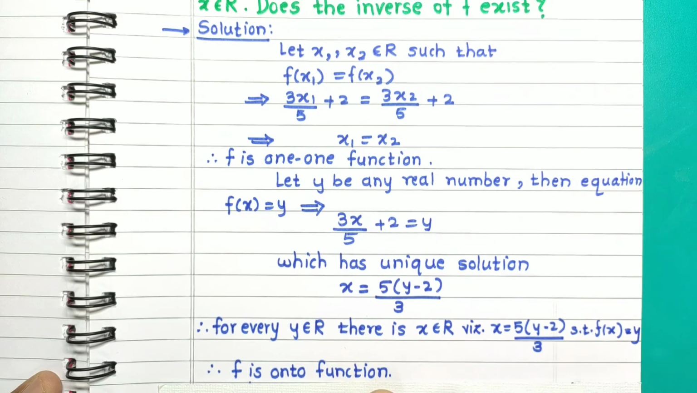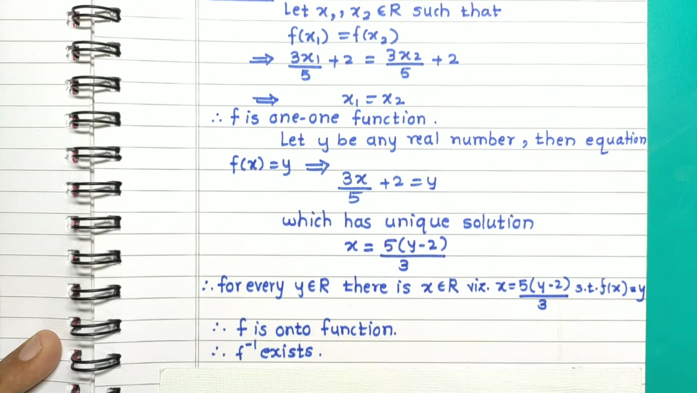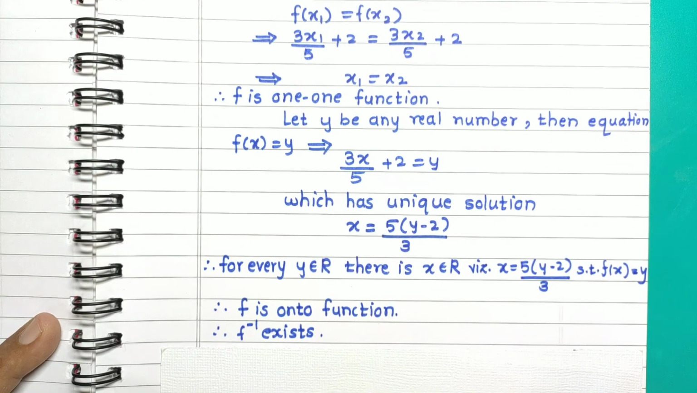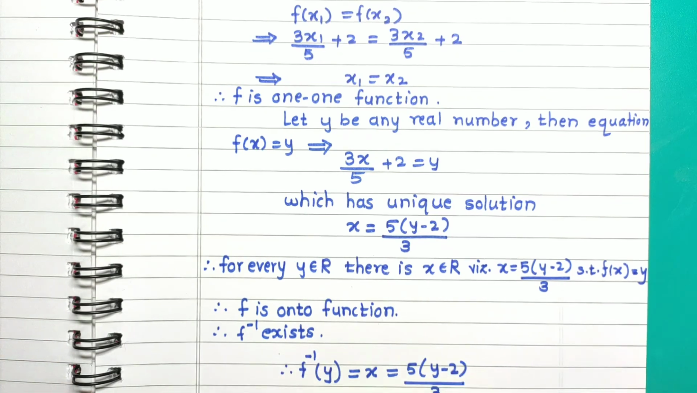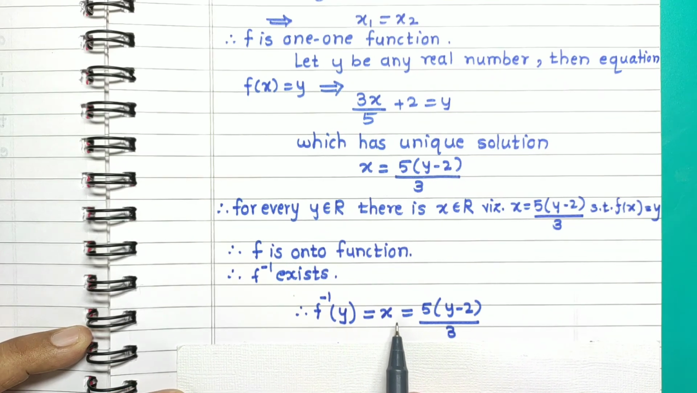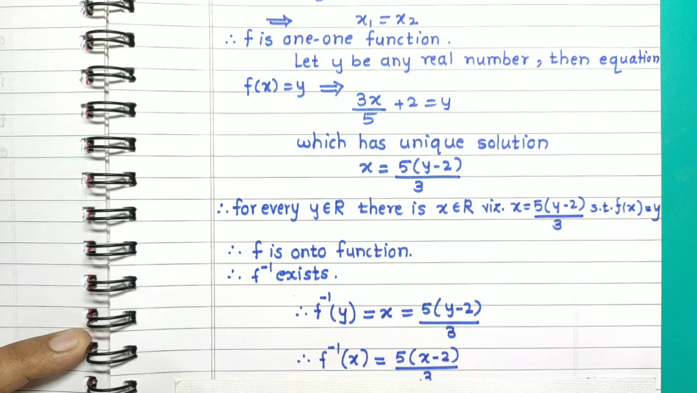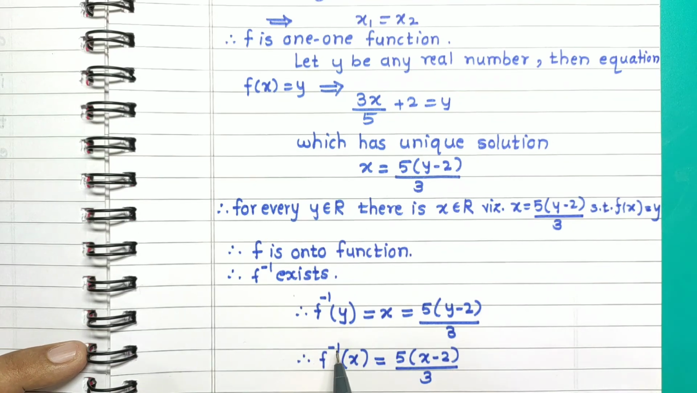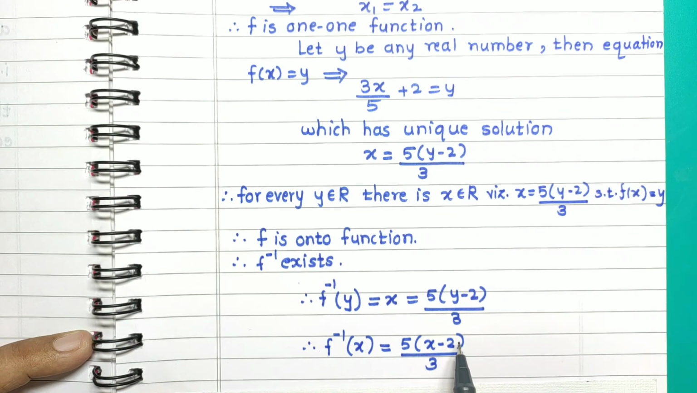So here the function is 1 1 and onto, that is bijective, and therefore f inverse exists. See, f inverse exists. Now see, f inverse of y is equal to x. So this x is given by 5 into y minus 2 by 3, and therefore we have f inverse of x is equal to 5 into x minus 2 by 3.